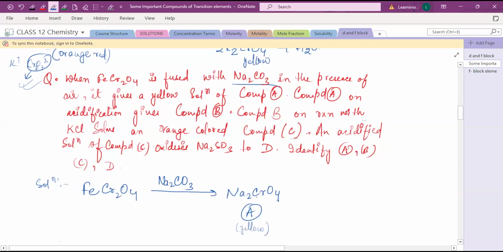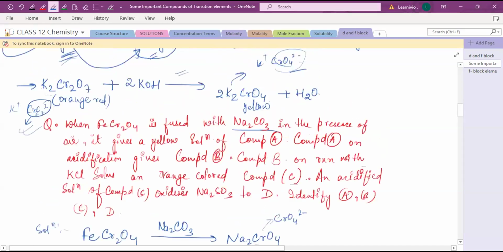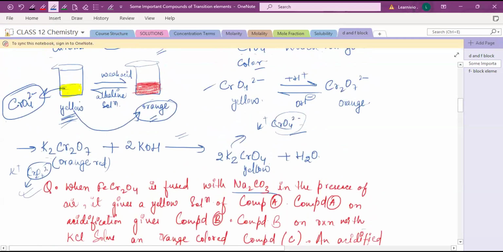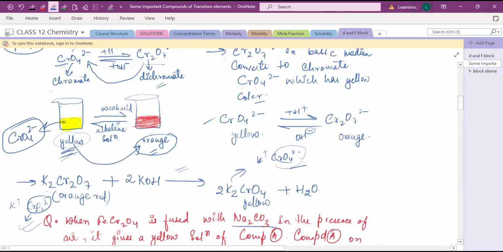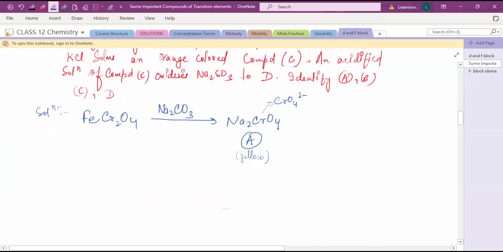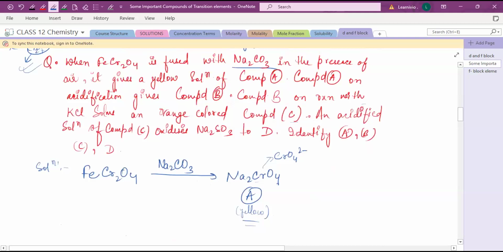Why is it a yellow solution? Because here you can see it forms the chromate ion, CrO4 2 minus. The color of the chromate ion is yellow, so that's why Na2CrO4 gives a yellow solution. Next, compound A on acidification gives compound B.